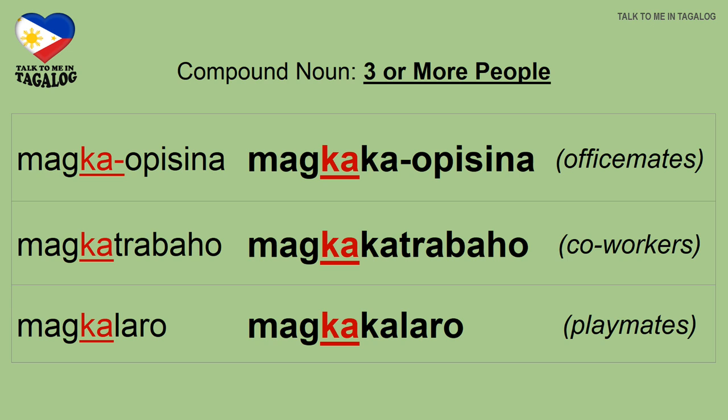Magkatrabaho, katrabaho means a co-worker. Magkatrabaho is two people who are colleagues or co-workers. Magkakatrabaho, meaning a group of co-workers. Magkalaro, kalaro is your playmate. Magkalaro are two people playing together. Magkakalaro, meaning a group of playmates.